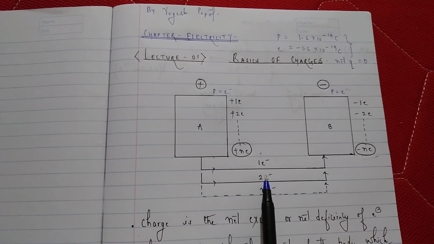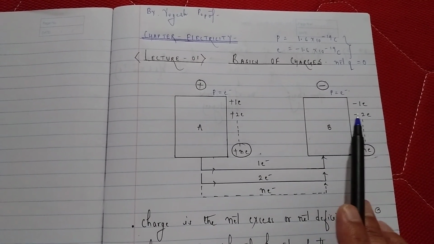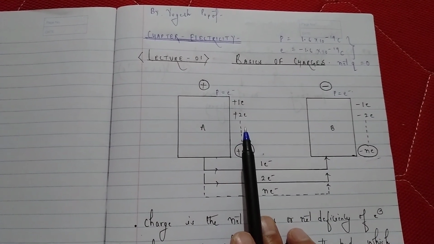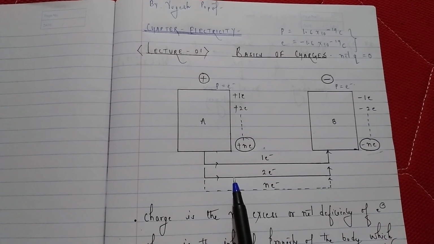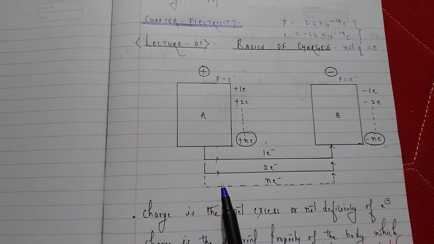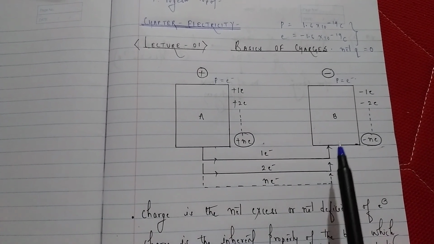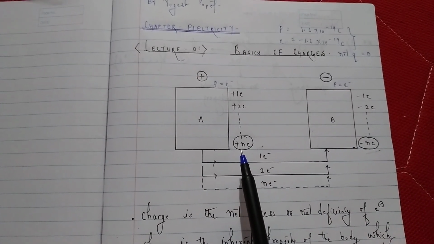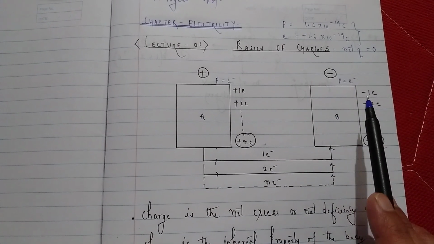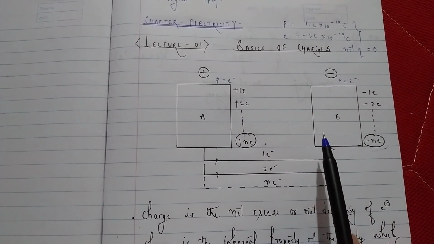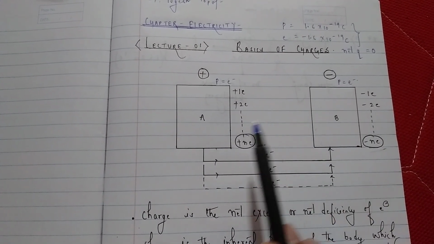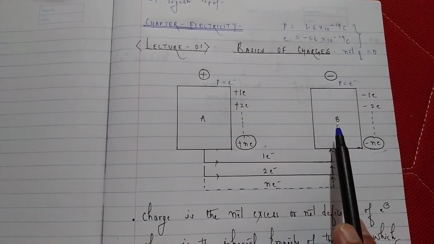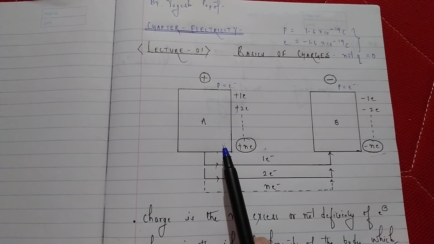If I transfer two electrons from body A to B, body B becomes minus 2 e charged and body A becomes plus 2 e charged. Similarly, if I am able to transfer n electrons from body A to body B, body B becomes minus n e charged and body A becomes plus n e charged. So body B has an excess of electrons and body A has a deficiency of electrons, so body B becomes negatively charged and body A becomes positively charged.